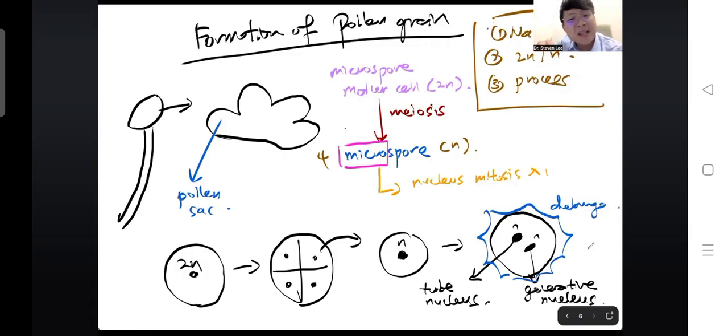So let me repeat this simple essay. Microspore mother cell, which is diploid, undergoes meiosis to form 4 haploid microspores. Each microspore's nucleus undergoes mitosis one time to produce 2 nuclei, namely tube nucleus and generative nucleus. Then a pollen grain is formed. Let me show you the notes to make your understanding even better.